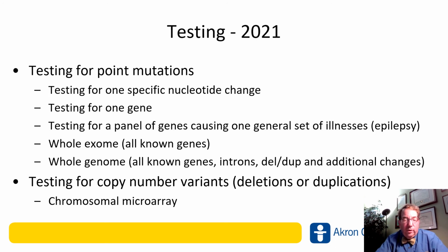We can also order a whole exome test, and that tests for all known genes, or a whole genome test, which tests for all known genes and the areas of the intron that have been explored and that we understand. And this whole genome technology has allowed us to detect deletions and duplications and additional genetic changes, like trinucleotide repeat disorders, which I haven't even mentioned.